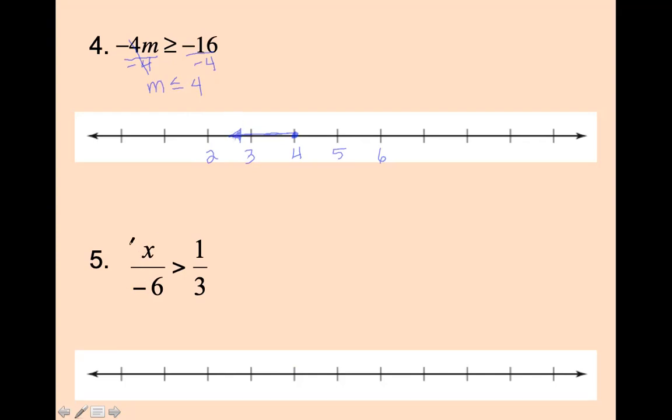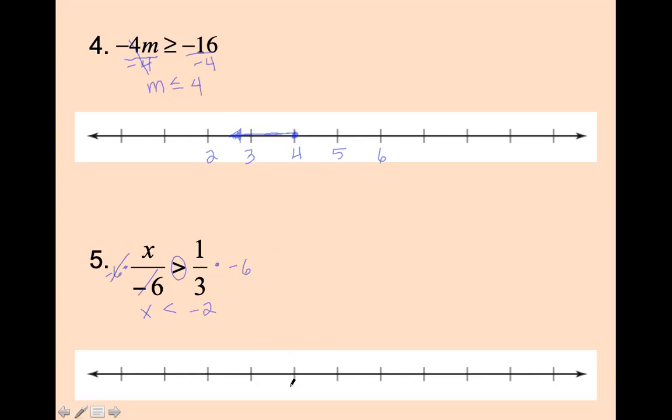All right, this time number 5, we have a number being divided by negative 6. To undo division, we multiply just like we do with equations. I need to multiply both sides by negative 6. But if you hear yourself saying multiply or divide by a negative number, you need to remember to reverse the inequality. So this will turn into x is less than, and 1/3 times negative 6 is negative 2.